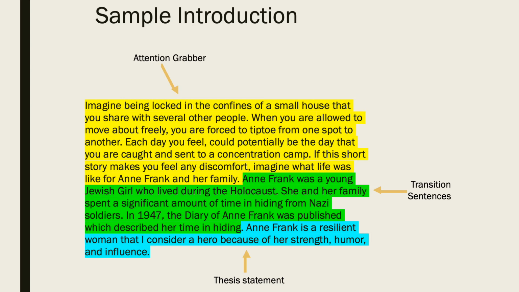You can see in this sample introduction that the only thing that was changed was my attention grabber. My transition sentences and thesis statement are the same. So the main purpose of this was to get you seeing how you can use different attention grabbers to get the attention of your audience.